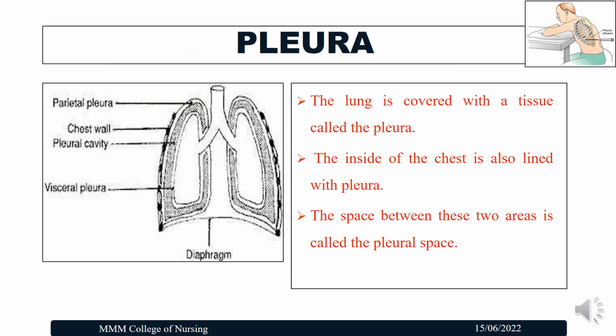Pleura. What is a pleura? Pleura is a tissue which covers the lungs. The lung is covered with a tissue called the pleura. The inside of the chest is also lined with pleura. So the lining of the lung parenchyma is known as the pleura.